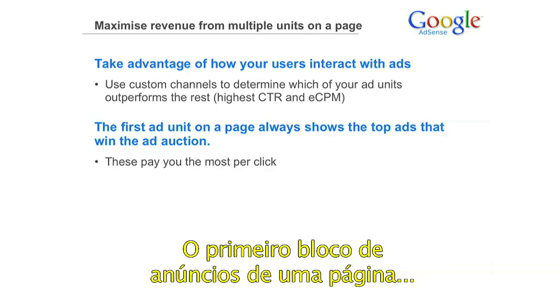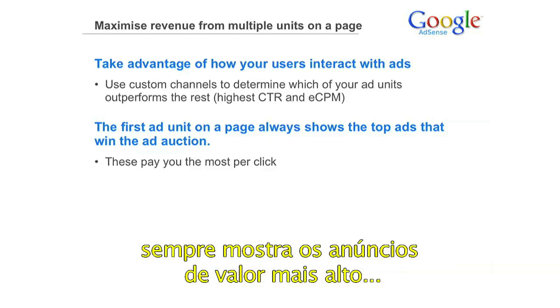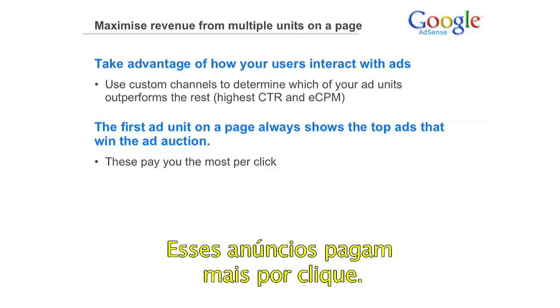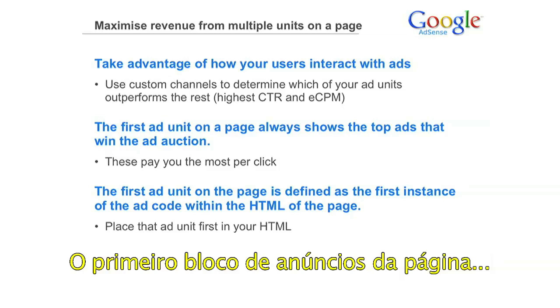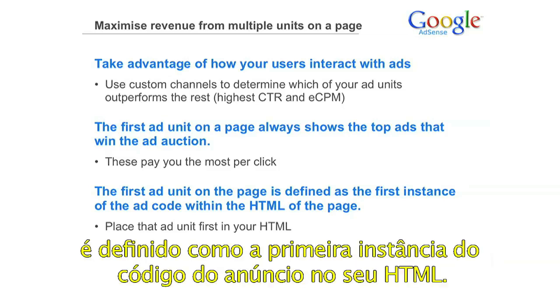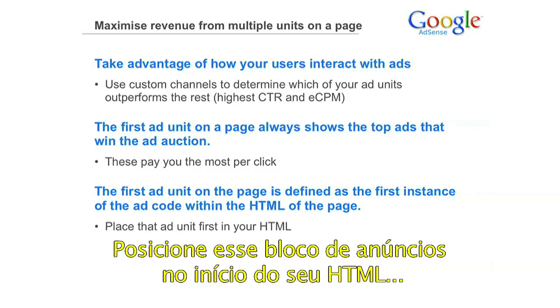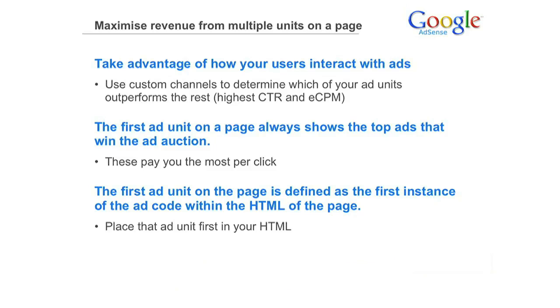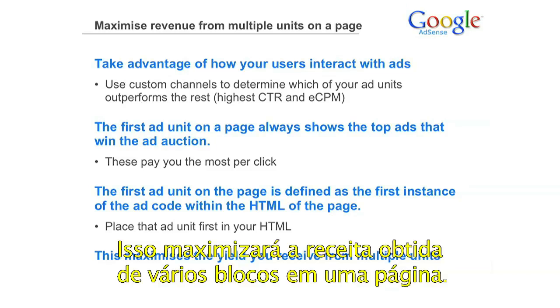The first ad unit on a page always shows the highest paying ads, the ones that win the ad auction. These pay you the most per click. The first unit on the page is defined as the first instance of the ad code within your HTML. Place that ad unit first in your HTML so it will receive the highest paying ads. This will maximize the yield you receive from multiple units on a page.